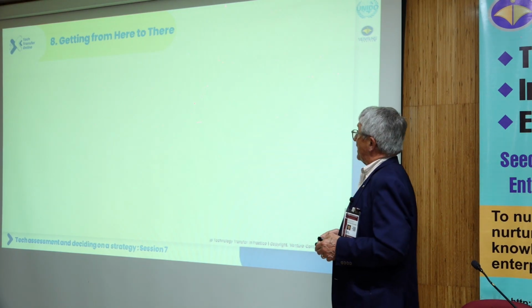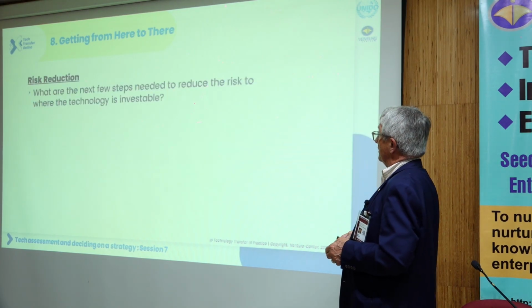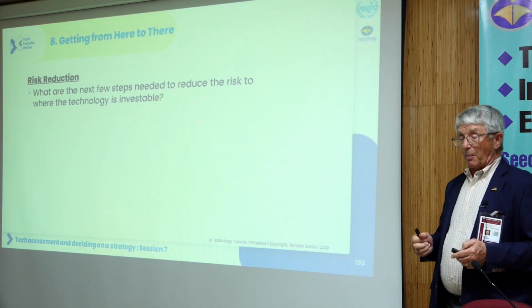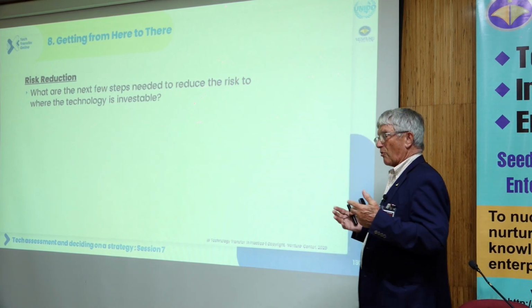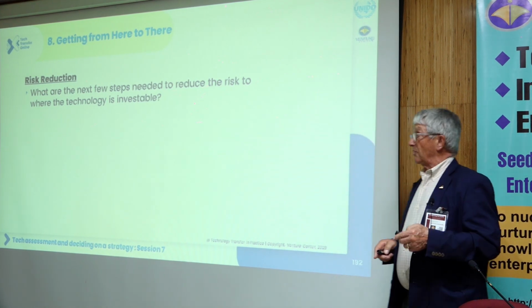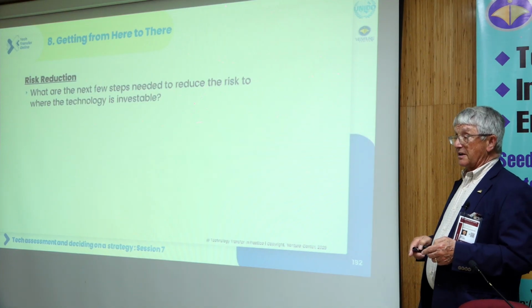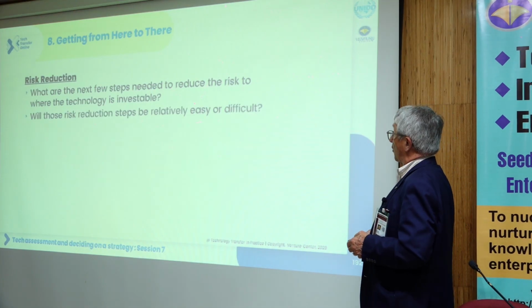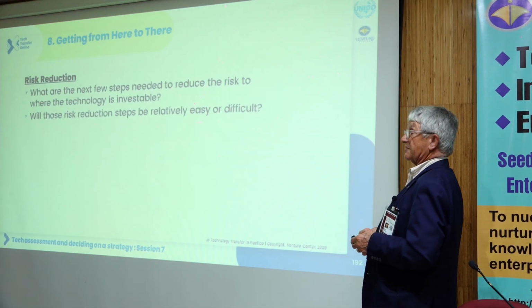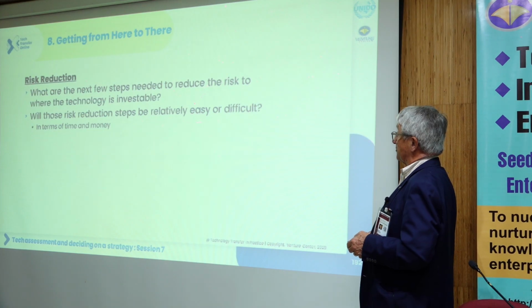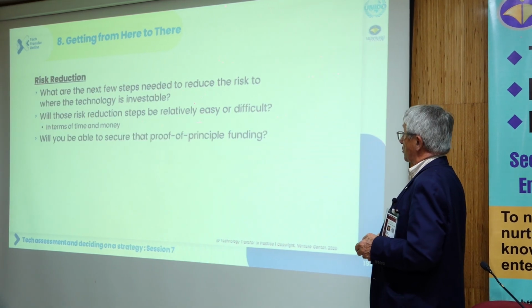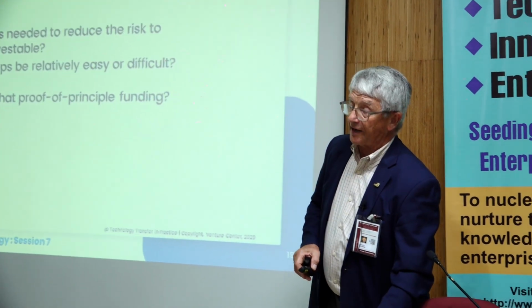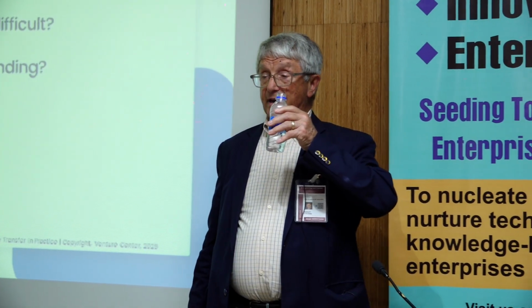So getting from here to there, the risk reduction. What are the few next steps needed to reduce the risk to where the technology is investable? Which tends to be in the 4, 5, 6 TRL level, right? How do we get from our 2 to 3 up to 4, 5, 6? Where does the money come from? Will those risk reduction steps be relatively easy or difficult in terms of time and money? And will you be able to secure that proof of principle funding? I'd say that's one of the universal challenges facing technology transfer managers around the world.